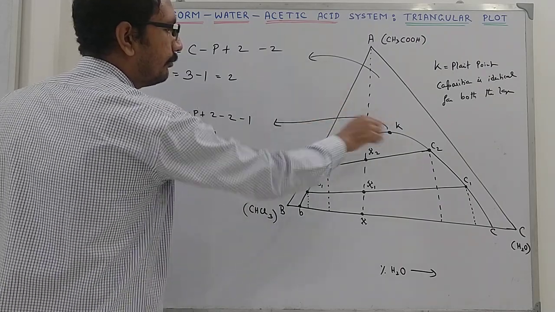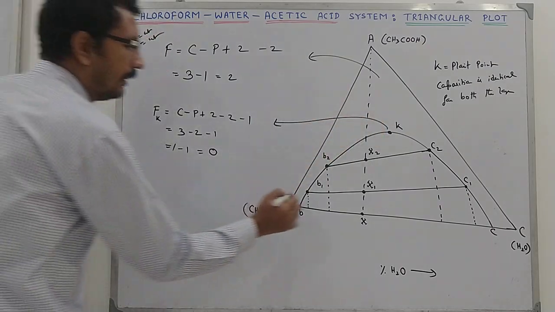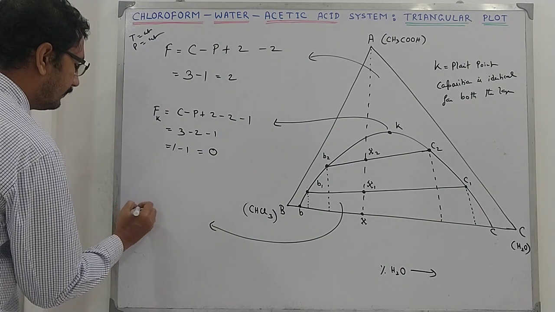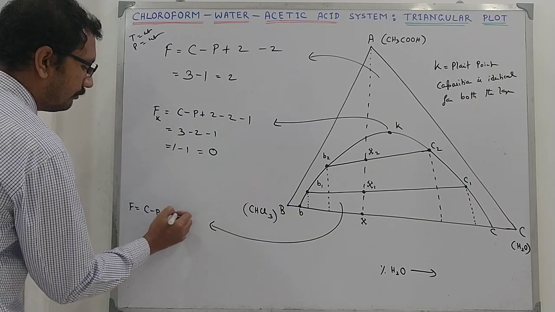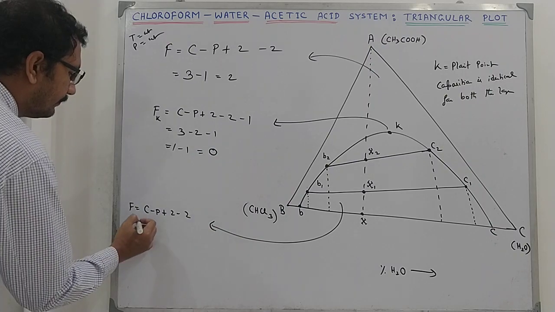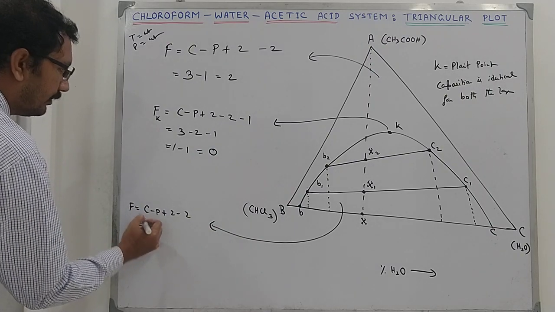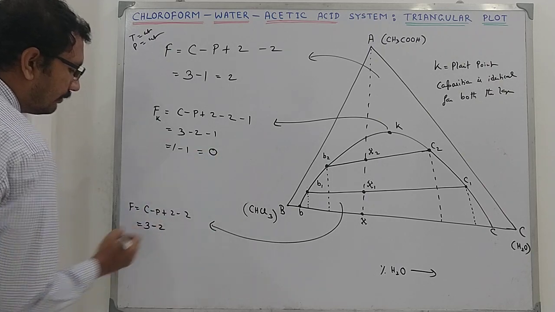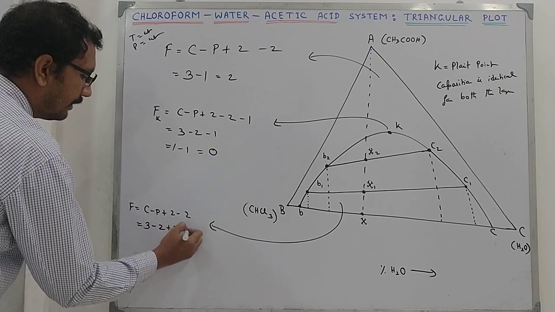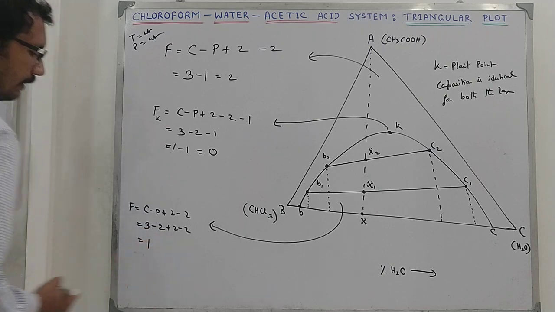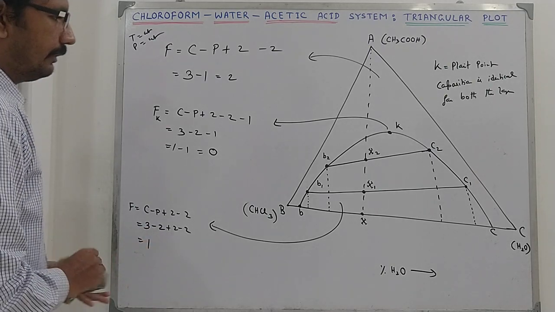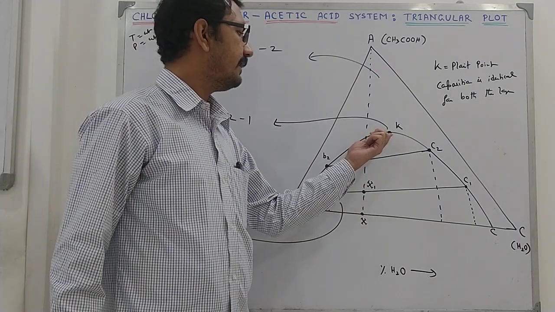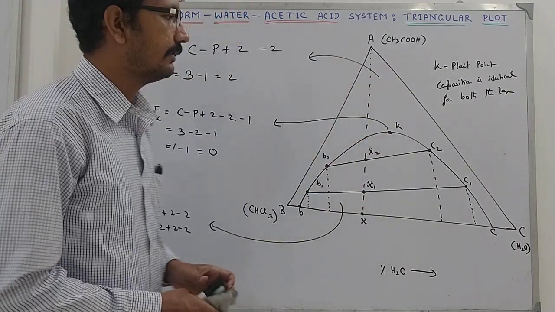this point will collapse. Now within this heterogeneous domain, what will we have? C minus P plus 2 minus 2 for temperature and pressure. Components are 3 always. What is the phase? We have 2 layers, so we have 2 phases, plus 2 minus 2. So it is 1. That is, it is a univariant system. So this is a univariant system, this is invariant, and this is bivariant.